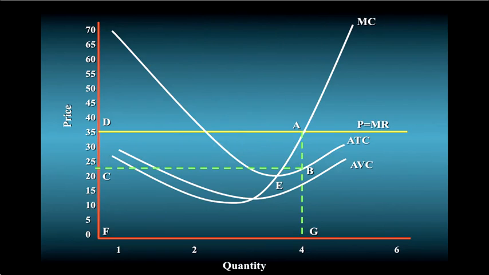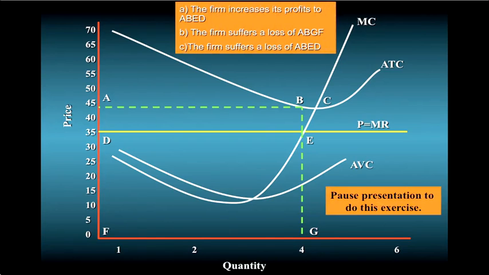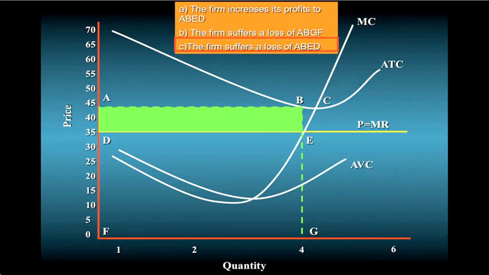Now, suppose that instead of looking like this, the firm's ATC is actually a lot higher and looks like this. This could happen, for example, if it had to pay higher wages or more for its raw materials. How much profit would the firm make now? Did you get it right? The firm suffers a loss of A, B, E, D.